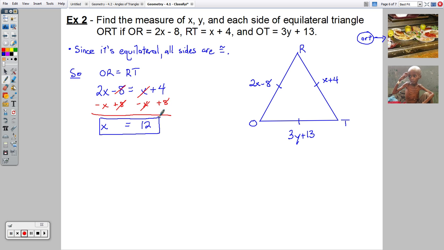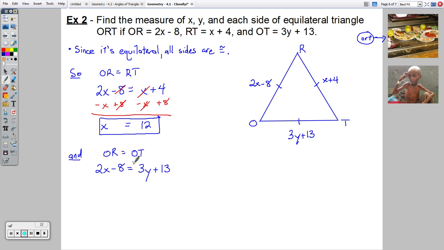Notice though it says solve for, or find the measure of, x, y, and each side of equilateral triangle ORT. So I've found x, now I'm going to try to find y. To find y, we could use either OR equals OT, or RT equals OT. Both of those statements would be true. I'm going to go with OR, and OR is 2x minus 8. OT is 3y plus 13.